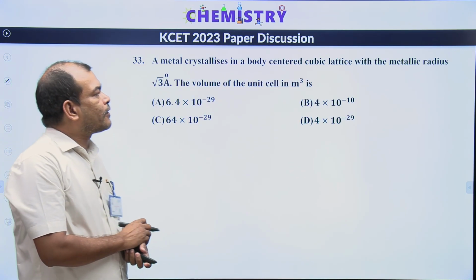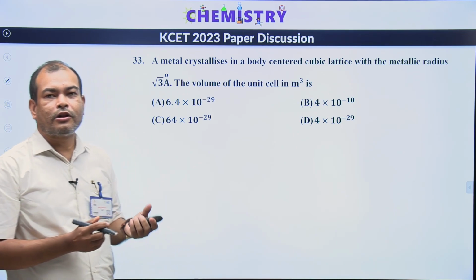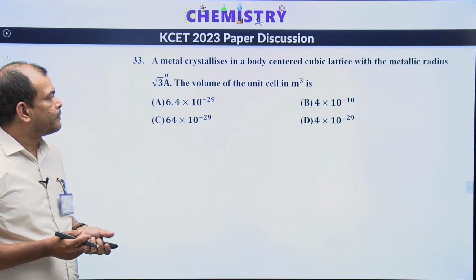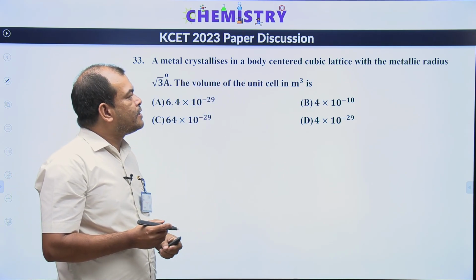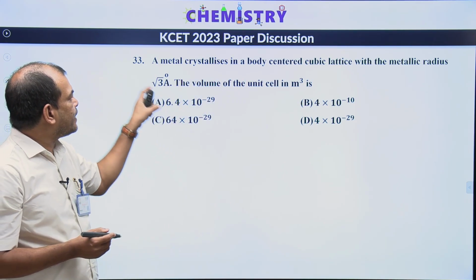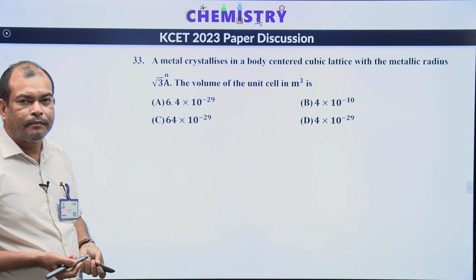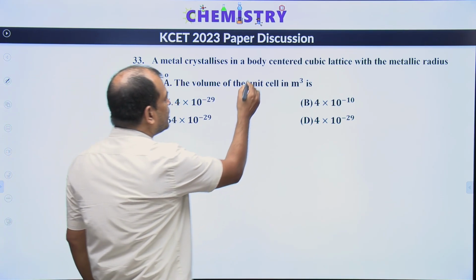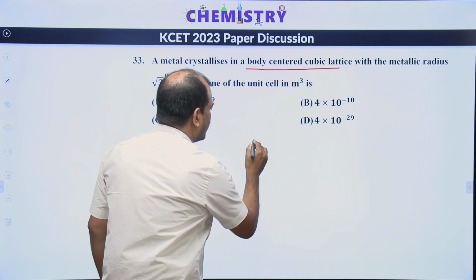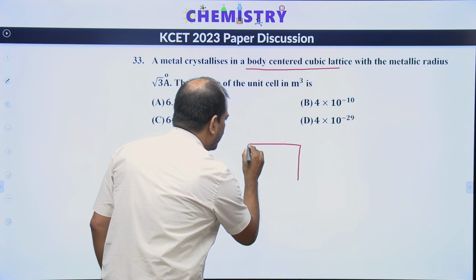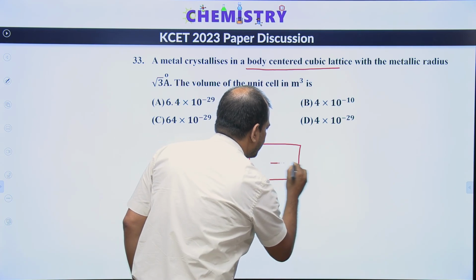Now this is also coming from the solid state, but this is somewhat a calculation-based concept. It is given that it is a body centered cubic lattice and the metallic radius is given. We have to find the volume of the unit cell in meter cube. Now let's see, when it is a body centered cubic lattice, we can draw the body centered cubic lattice.